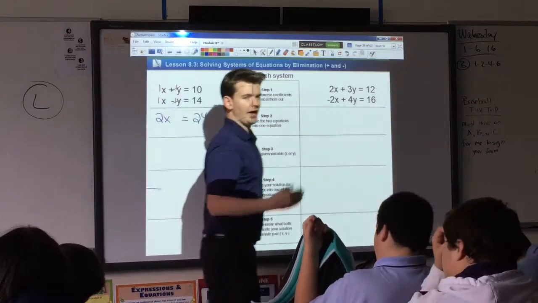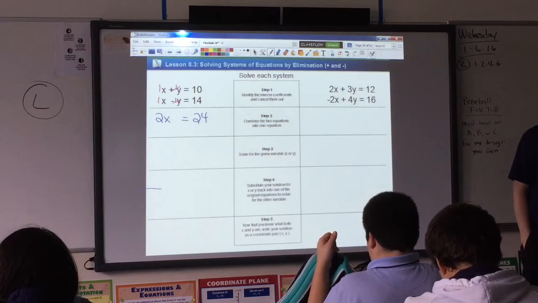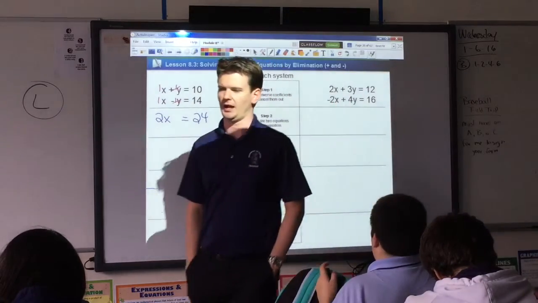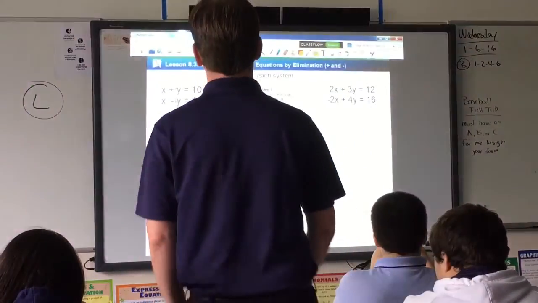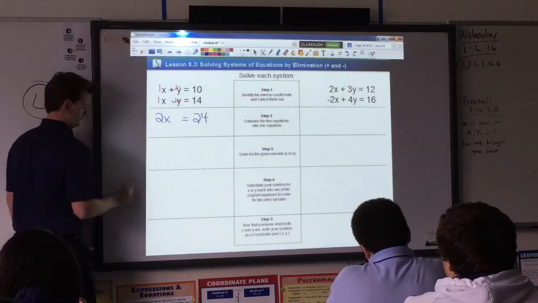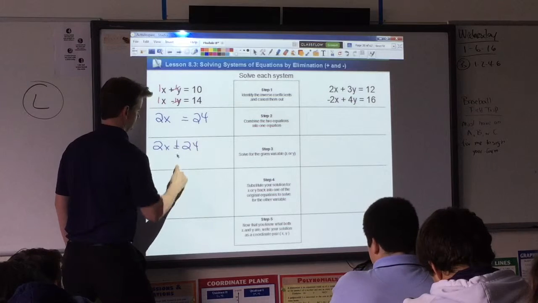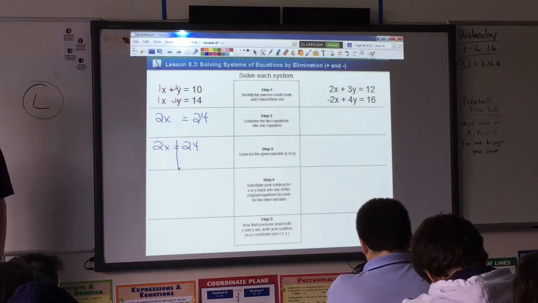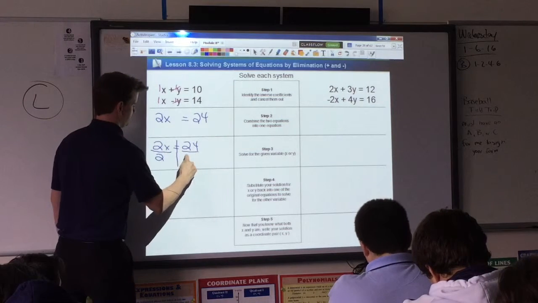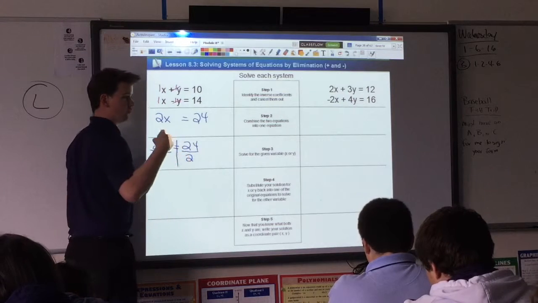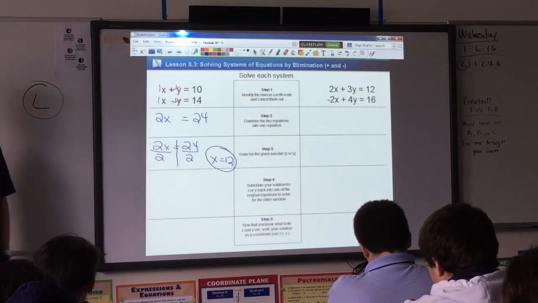Once we get to this point, every single person in this room should know how to solve that one-step equation. Just in case you forgot, I'm going to have Carl tell me how to do it. What do I do now? Draw the line. Actually, let's stop down here, I want to show you step by step. We draw the line and divide 2x by 2 and 24 by 2. When I do that, I get half of the answer: x equals 12.